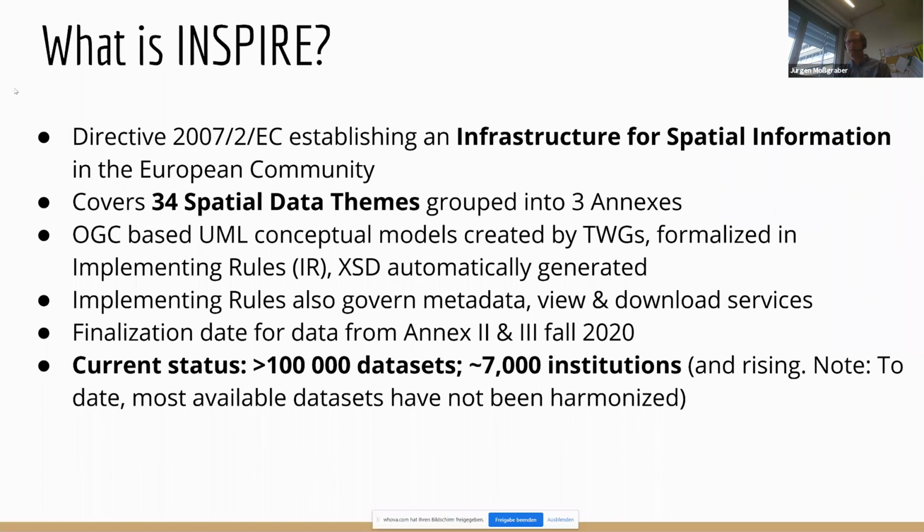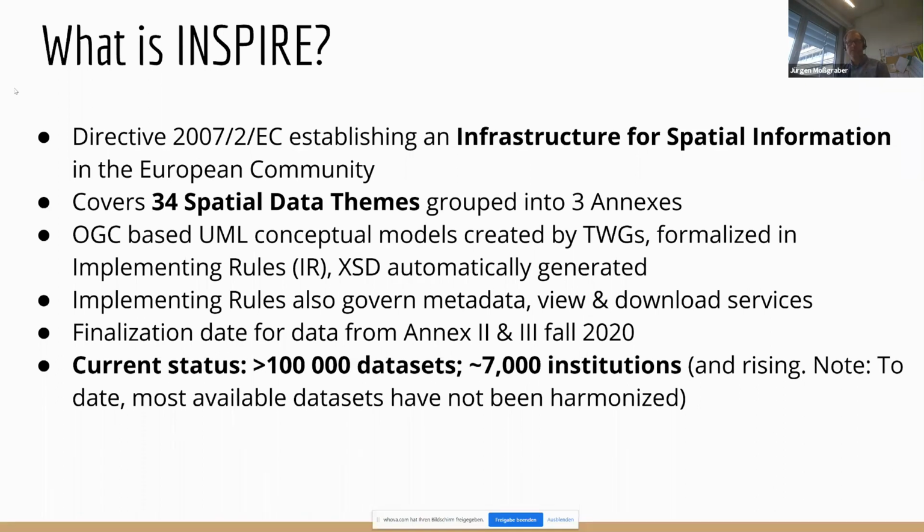I guess a lot of wordings in this introduction are preaching to the choir, so I guess you are familiar with that. But nevertheless, since I guess there are some students in there, let's try at least to give you a little bit of understanding what's going on. So INSPIRE is a European directive from 2007, so quite some years already in use. And this covers how to provide spatial information.